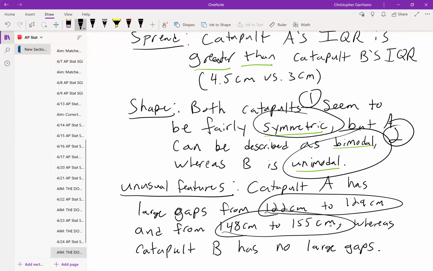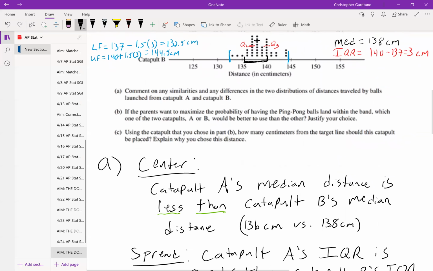All right, moving on. Part B asks, if the parents want to maximize the probability of having the ping pong balls land within the band, which one of the two catapults would be better to use than the other? And then, of course, you have to justify your choice.